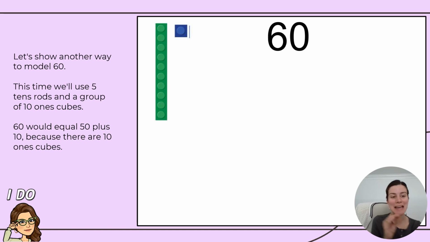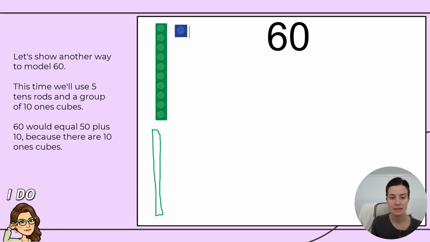All right, boys and girls, now we're going to model the number 60 in another way. This time we're going to use 5 ten rods, 5 tens rods, and a group of 10 ones cubes to model the number 60. So let's go ahead and show that now. Again, I'm using 5 tens rods first. So I'm going to draw these down here.